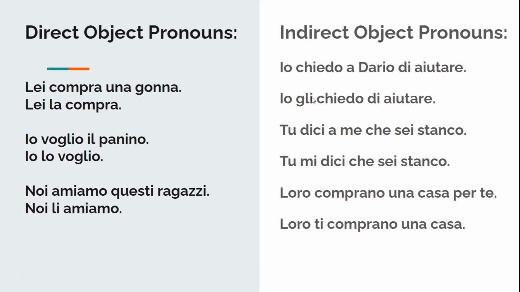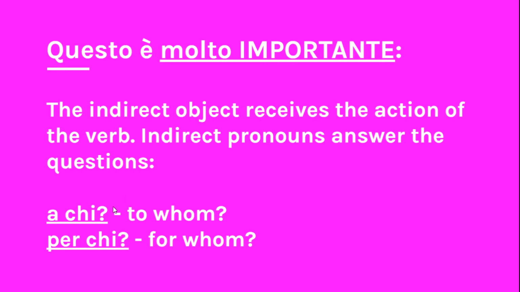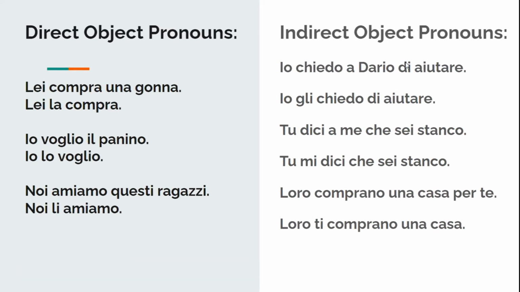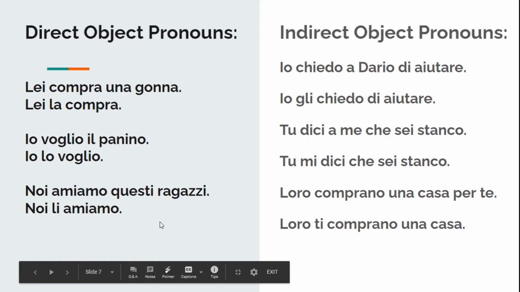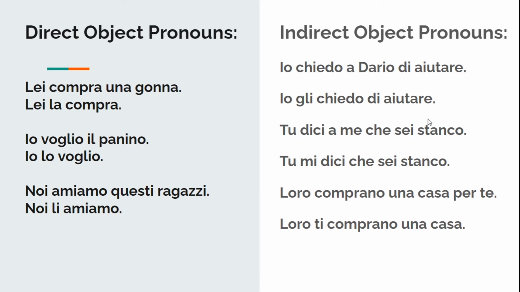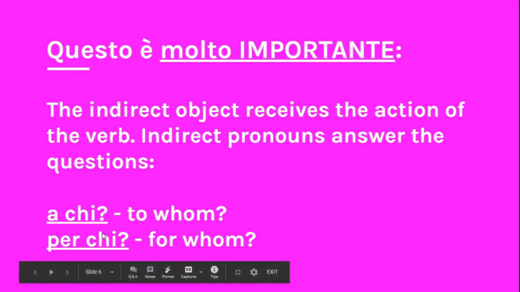Indirect object pronouns. Io chiedo a Dario. Remember here it answers the questions a chi, per chi. Di aiutare. Okay, so we're going to replace this with the indirect object. Io gli, which is a Dario, gli chiedo di aiutare. Tu dici a me, so this is answering again, a chi, to say to whom. Tu dici a me che sei stanco. Tu mi dici che sei stanco. Loro comprano una casa per te. Again, answering the question per chi.